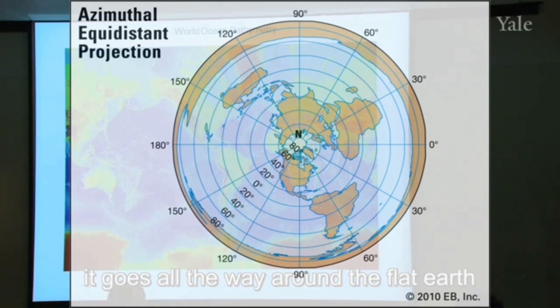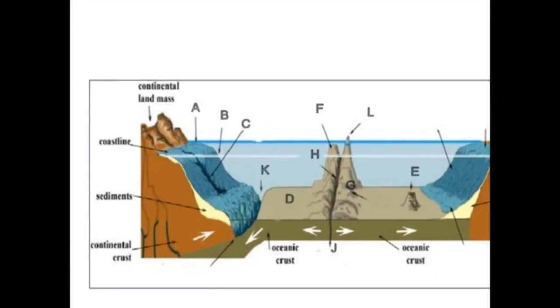Questions on this? We have a deep sea trench. We have abyssal plains over here and over here. Flattest places on Earth.